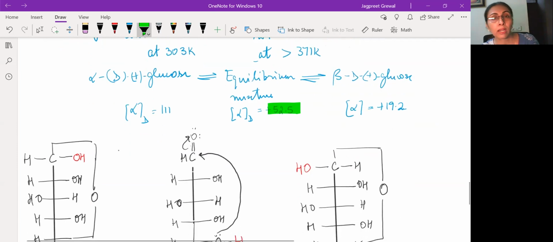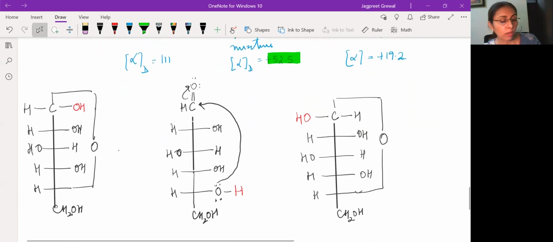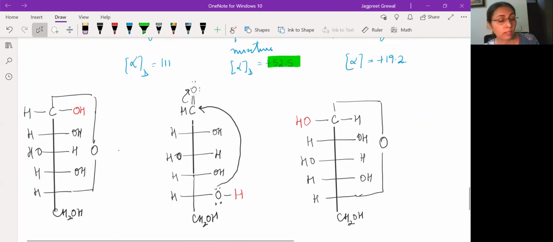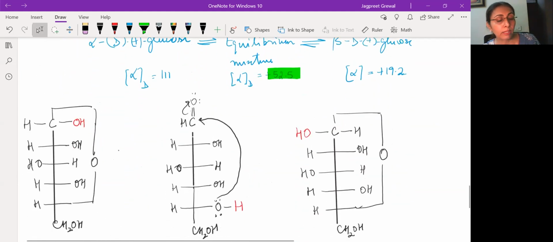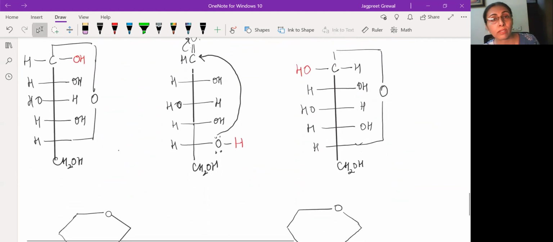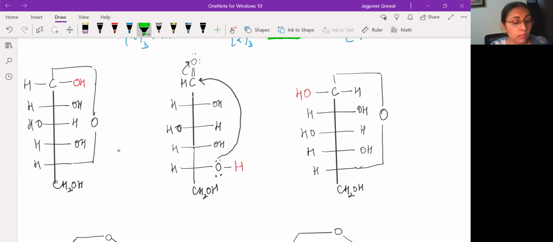So what does it mean? Ultimately, you get the concentration of both of them in the solution. Ratio remains the same. So what is this due to? It means that glucose does not occur always in the open chain structure. It forms a cyclic structure, and that is very reasonable. Why? Because glucose contains hydroxyl groups as well as an aldehyde group.